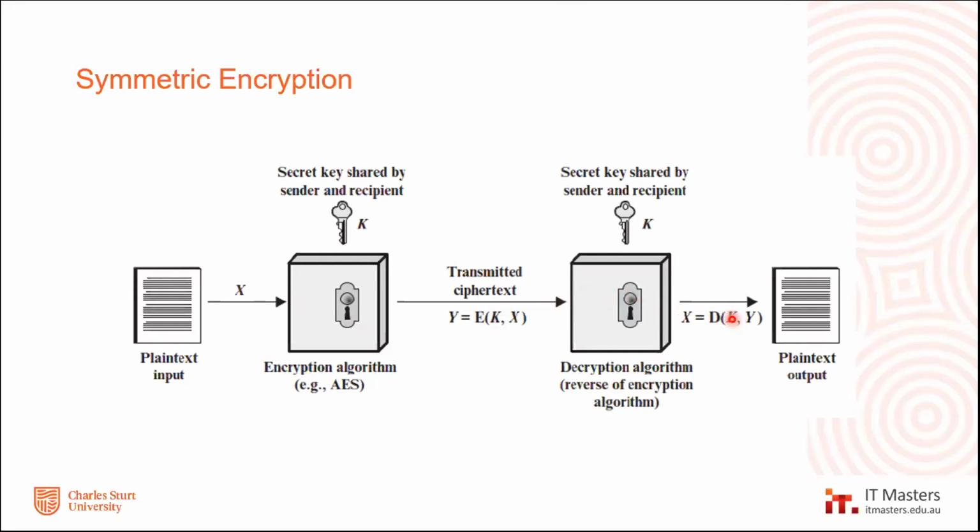When it gets to the recipient end, they simply pass it back through the same algorithm, but with the reverse option set so that it decrypts. So it goes into the same algorithm, uses the same shared secret key to decrypt and turn back into the plain text output. Now, as you can see, it's a pretty simple model. We've got plain text into an algorithm with a key, ciphertext into an algorithm and a key, decrypts into plain text. So a very, very simple model.